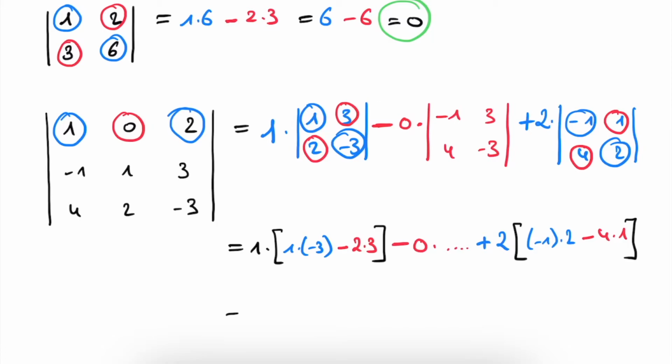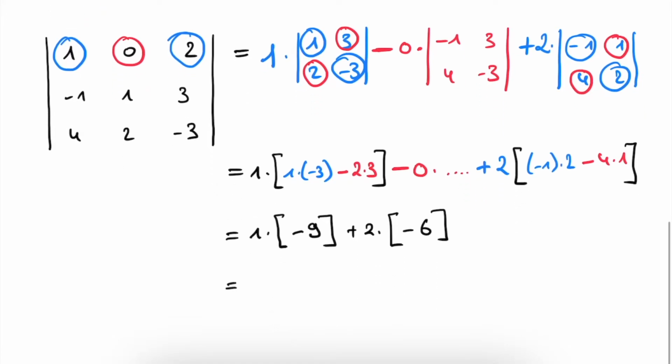And there we have it already. So we have 1 times minus 3 minus 6, which is minus 9, plus 2 times minus 2 minus 4, which is minus 6. And then our result becomes minus 9 minus 12, which is of course minus 21. This is our result for the initial 3 by 3 matrix. This is how we calculate a 3 by 3 determinant.